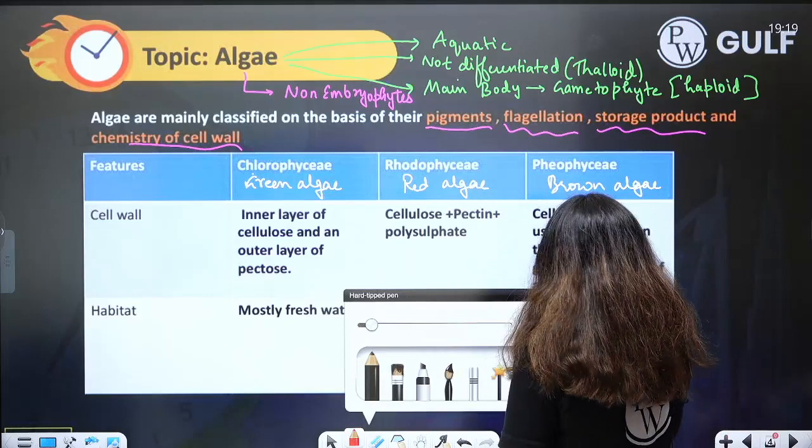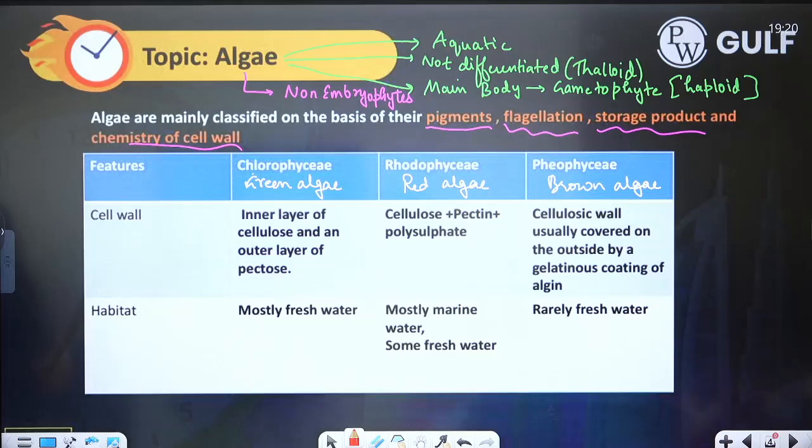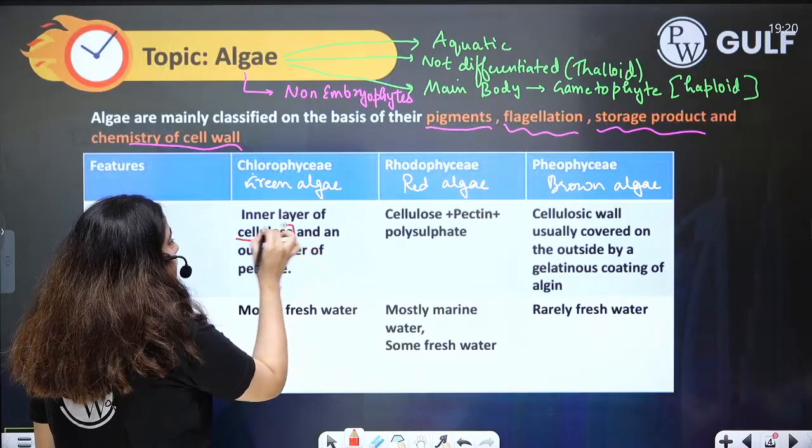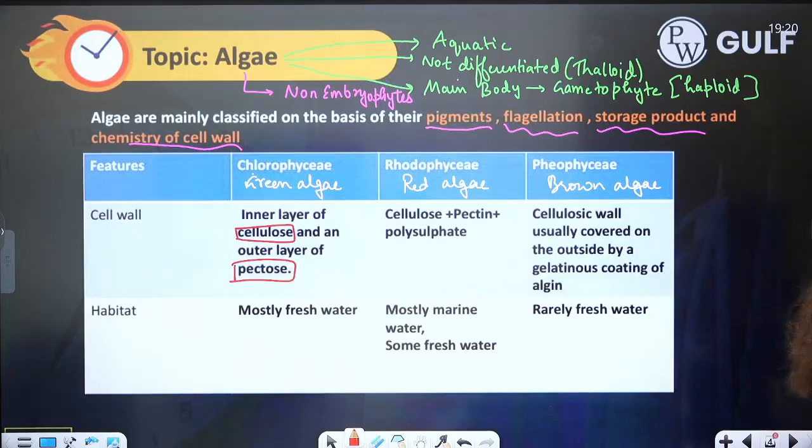Now, first we are going to discuss their cell wall. So the cell wall in the cell of green algae is made up of an inner layer of cellulose and an outer layer of pectose. Both are sugar. So the cell wall in the cell of green algae is made up of an inner layer of cellulose and an outer layer of pectose.